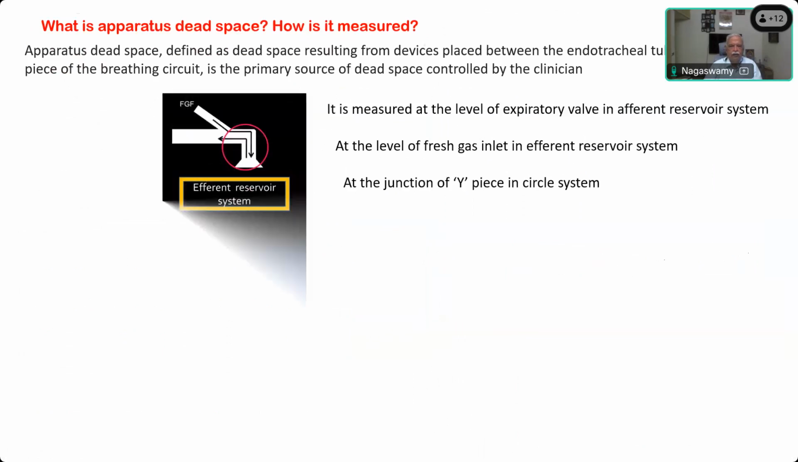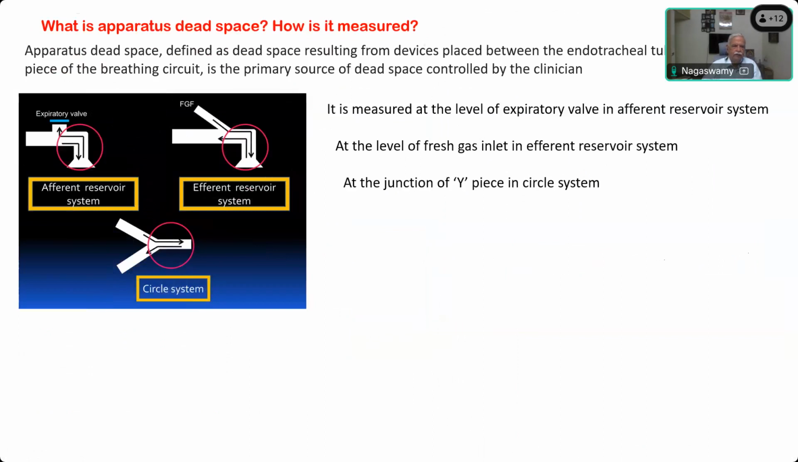Okay, I'll show you the pictures of how they will be measured. If it is an afferent reservoir, where the reservoir bag is in the inspiratory limb delivering the fresh gas flow, it will be calculated from the expiratory valve to the endotracheal tube or face mask. If it is an efferent reservoir system, that is Mapleson D, E, and F, where the reservoir bag is at the point of entry of fresh gas flow.